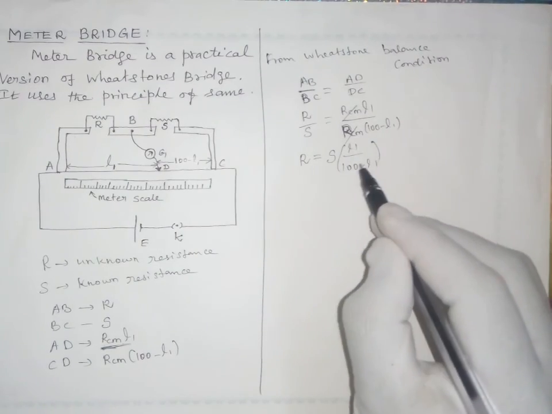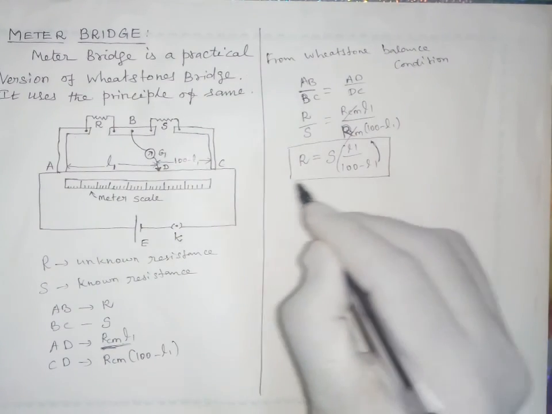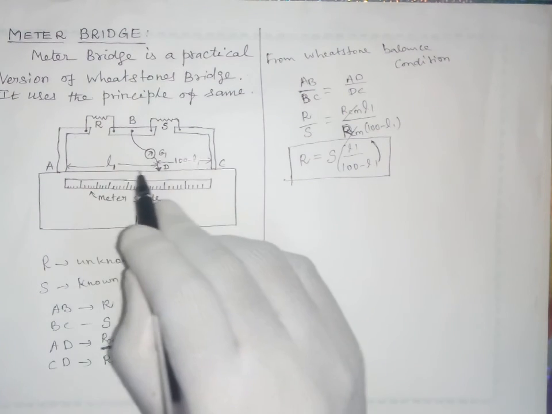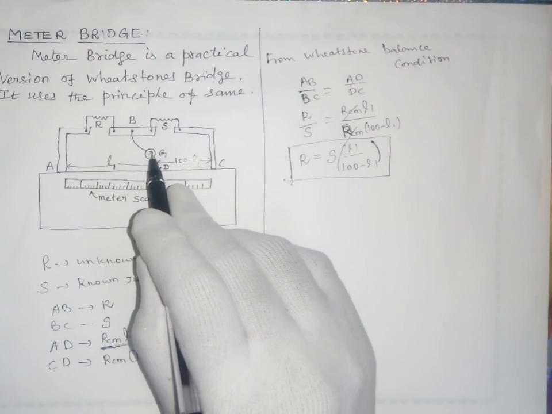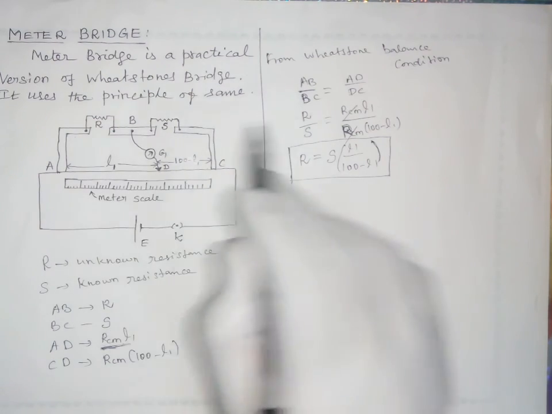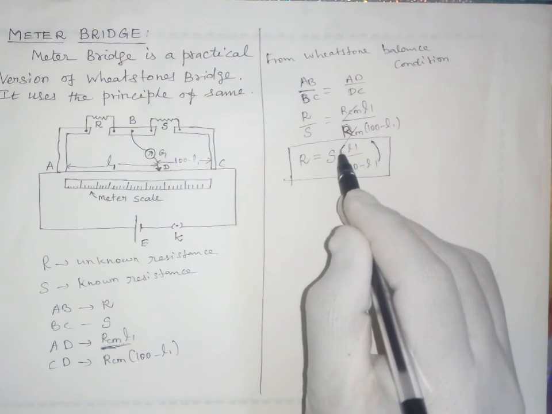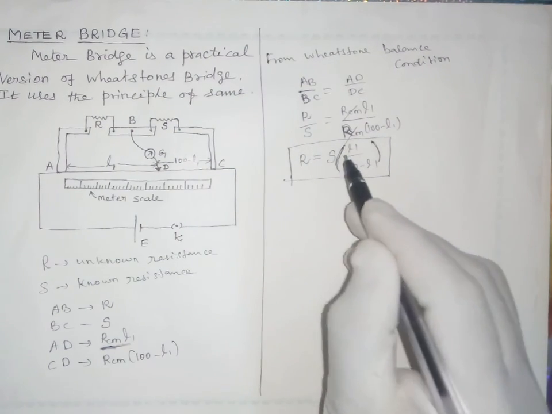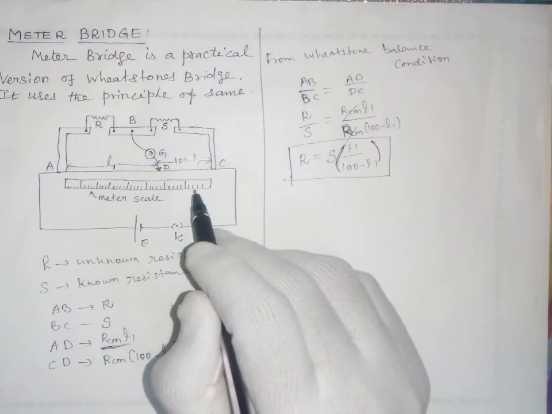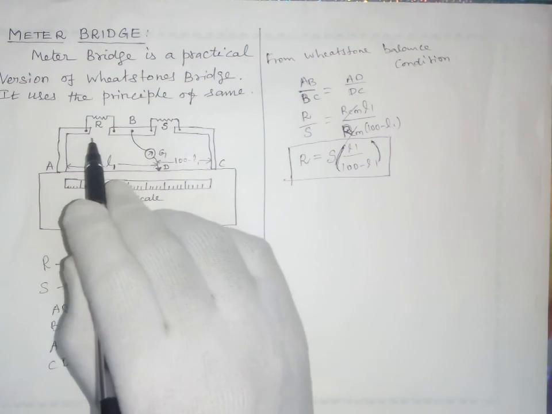So it's a simple formula. By using this we can find the R value. By keeping the S value fixed, we move the jockey on the wire, and at a particular position it shows the null deflection. Then it is called the balanced position. At this position we apply the formula. So for a fixed S value we can find L1, and by measuring L1 and knowing S we can find the unknown value R.